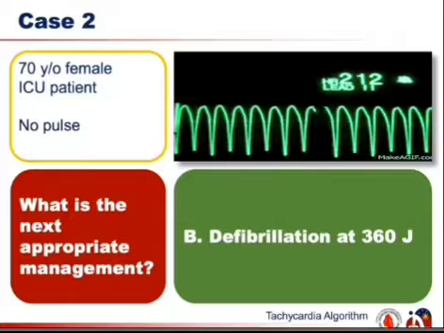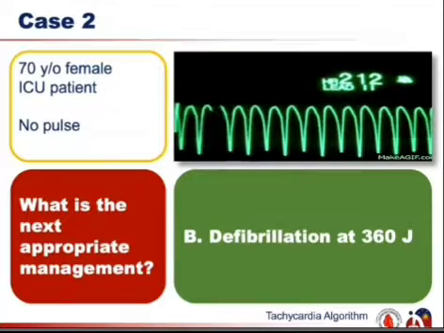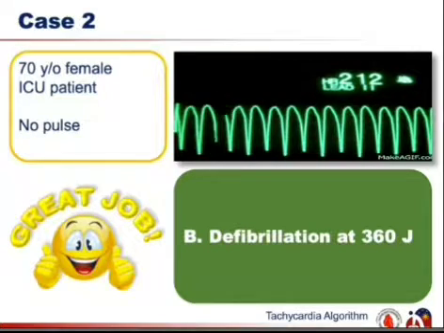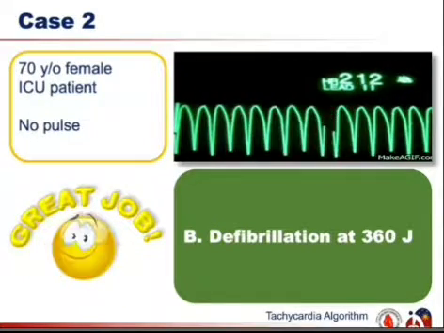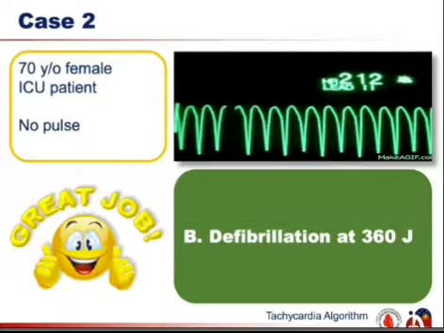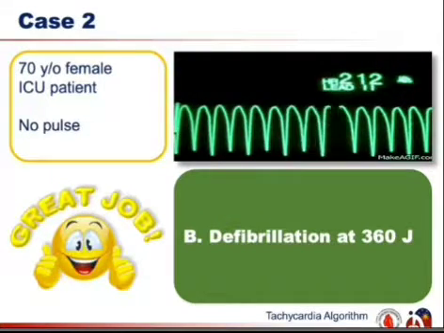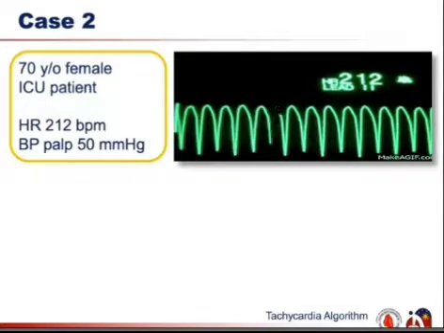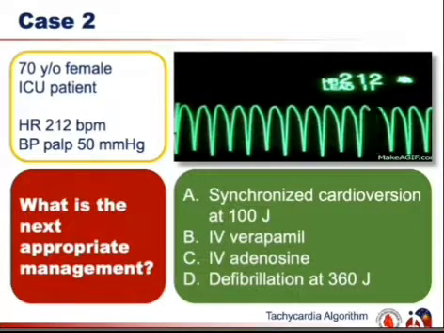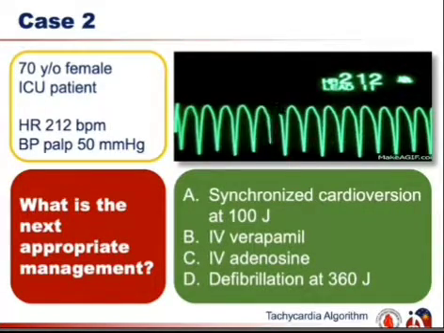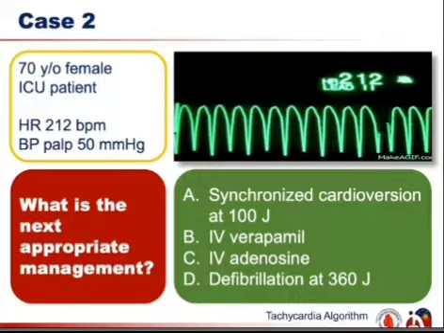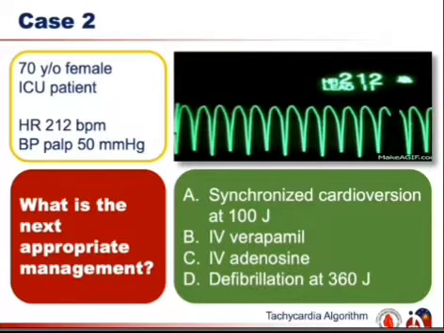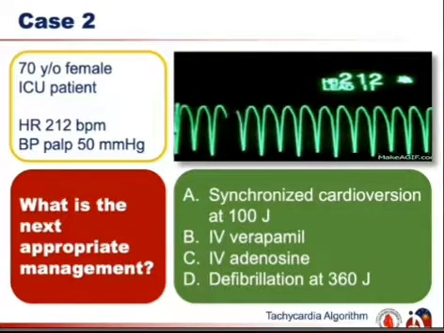If you answered B, defibrillate at 360 joules, then you are right. Good job. The patient has pulseless V-tach, hence you should proceed with defibrillation as what you have learned previously in the arrest algorithm. On reassessment, the patient develops a pulse and with a blood pressure of 50 palpatory. What is your next step? A. Synchronize cardioversion at 100 joules. B. Give IV verapamil. C. Give IV adenosine. Or D. Defibrillate at 360 joules.